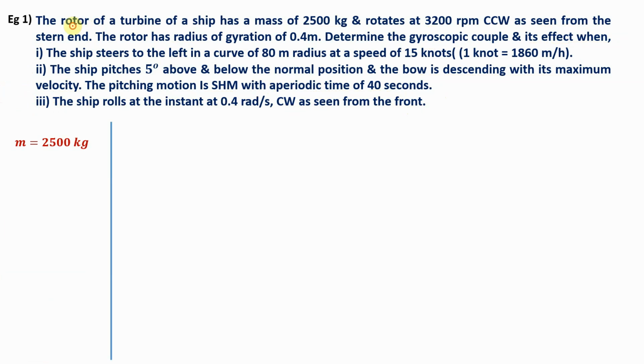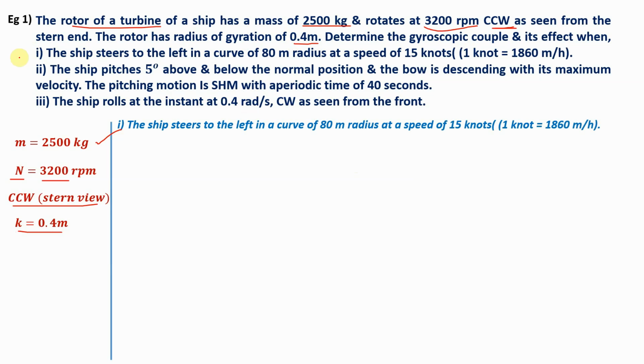Mass of the rotor is 2500 kg, so m is equals to 2500 kg. Speed of rotor is 3200 rpm, so we indicate it by n is equals to 3200 rpm. And direction of rotation of rotor is counterclockwise as seen from the stern end. Next, radius of gyration of rotor is 0.4 meters. So we take k is equals to 0.4 meters.